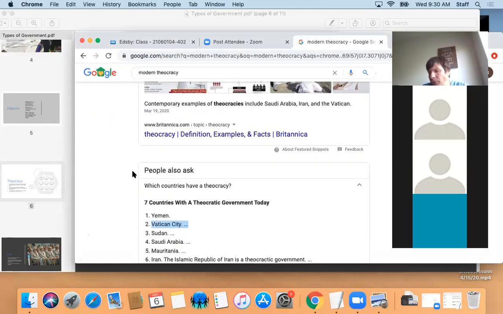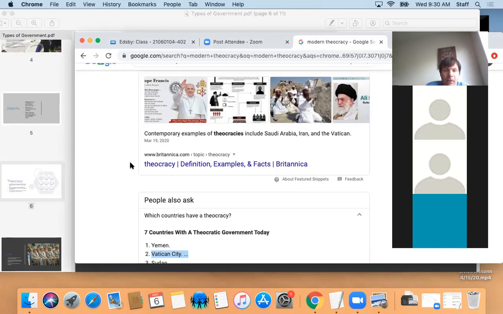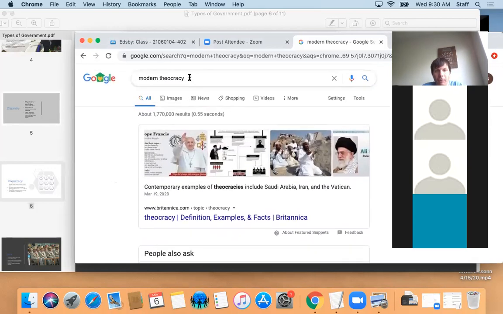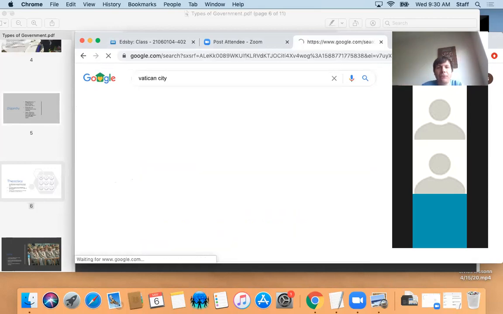So the Pope is the leader of what church? You don't know? There's dozens of types of Christianity. Catholic? He's the leader of the Catholic Church. Did you know the Catholic Church technically is its own country? Really? Vatican City, I'll show you. It's actually, I think, the smallest country in the world. Vatican City is inside the city of Rome.